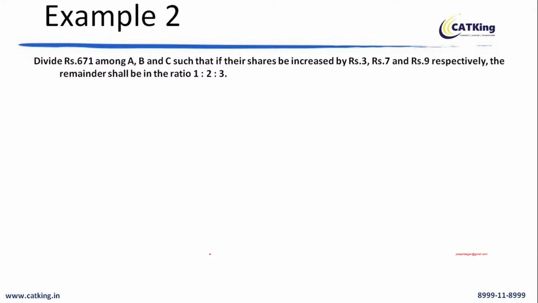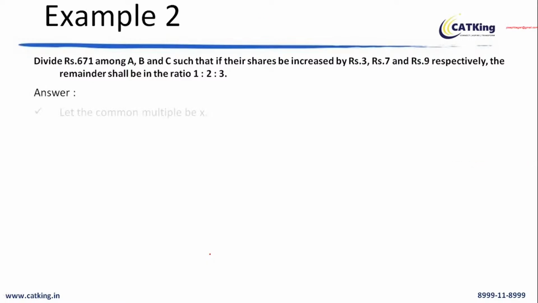Okay, so what they are saying is we have to divide 671 between A, B and C. Now they've said that after the division, if their shares are increased, let's say A increases by 3, B increases by 7 and C increases by 9, that increase in amount is in the ratio 1:2:3. So how do you solve this? Basically we have to find the shares of A, B and C.